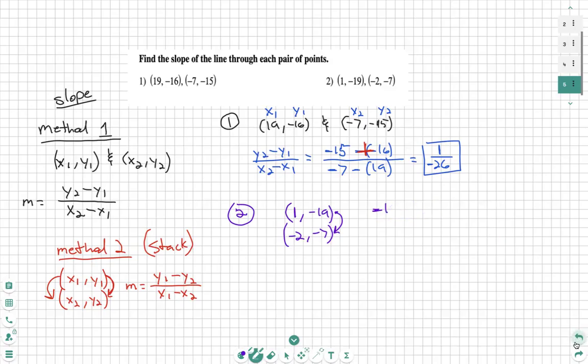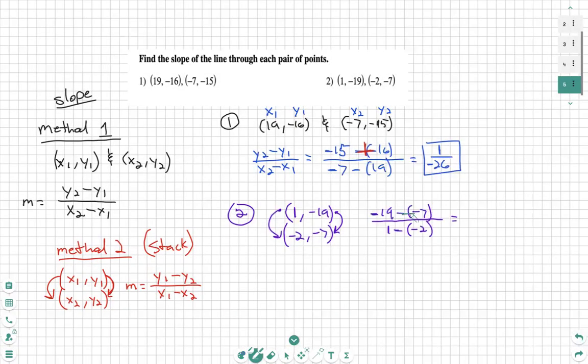Let's make that a little neater. Sorry about that. So -19 minus -7. I'm going to put that all over the same arrow starting from the top to the bottom. 1, follow the arrow, minus -2. Make sure you create your plus signs where they need to be created.